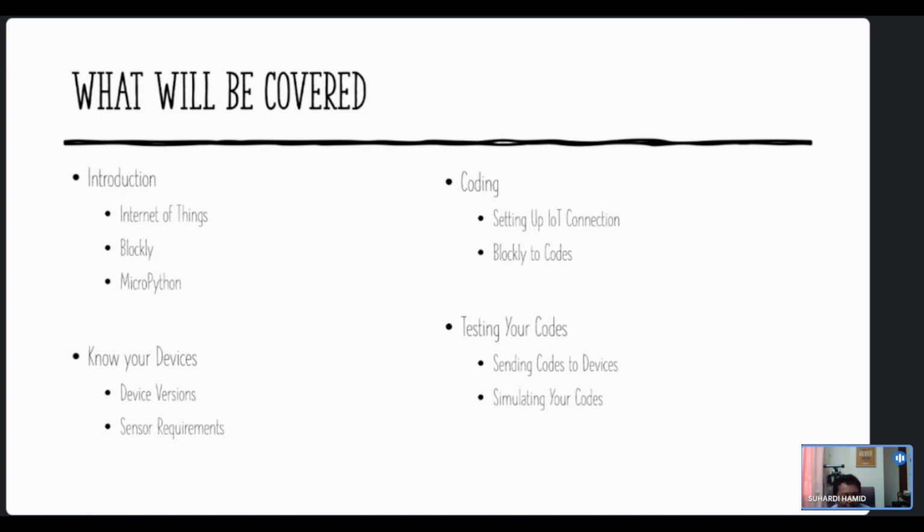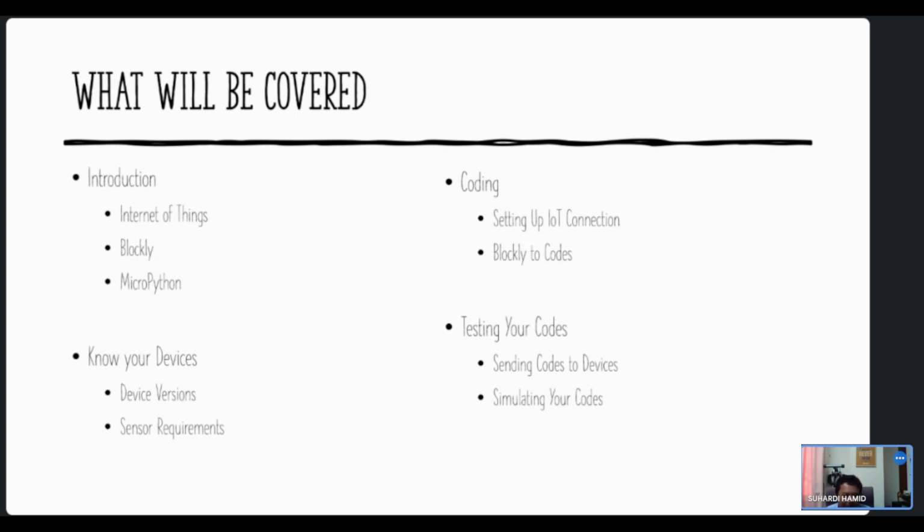Once we're done with the introduction, we'll try to get accustomed to and get to know the devices that we have. In order for us to start doing the project, we really have to understand the devices that we have. Then only can we proceed with the coding. We'll have a look at how to go about coding using the Block CLI application or environment. And finally, we can test the code.